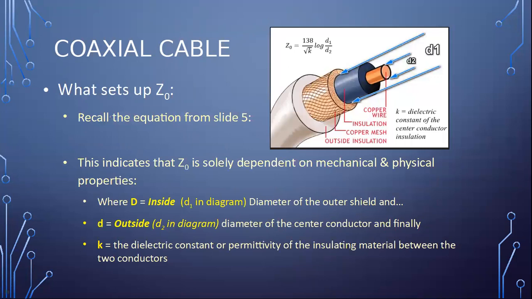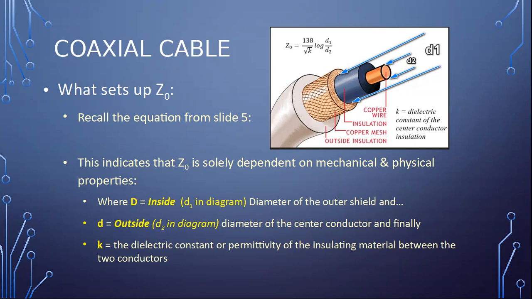Okay. We're back to this again. I said we want to remember that. So how do you set up Z0? What dictates what the Z0 of a cable is? Well, that equation says that Z0 is solely dependent on mechanical and physical electrical properties. I've changed that to a capital D. So D1 in the diagram is the inside diameter of the outer conductor, as we mentioned before.